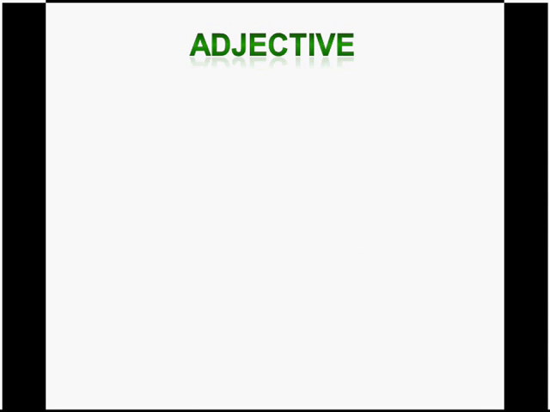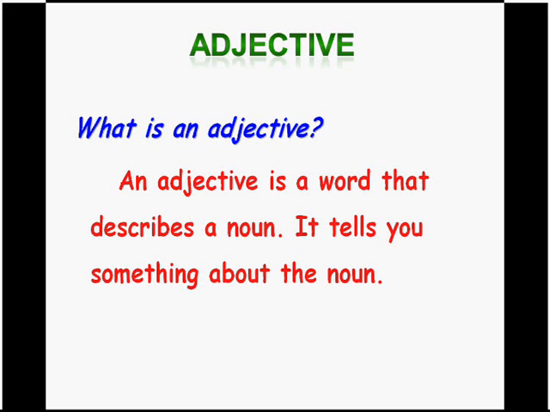Now we are going to look at the adjective. What is an adjective? An adjective is a word that describes a noun. It tells you something about the noun. So you have the noun already in the sentence, and when we use adjectives, it means that we are knowing something more about the noun. Let's say the car is expensive. So I know something more about the car.